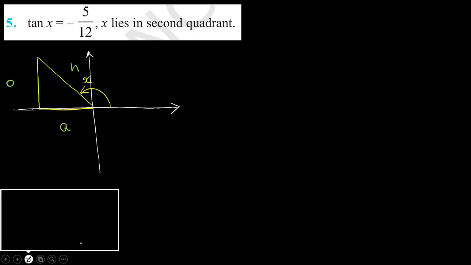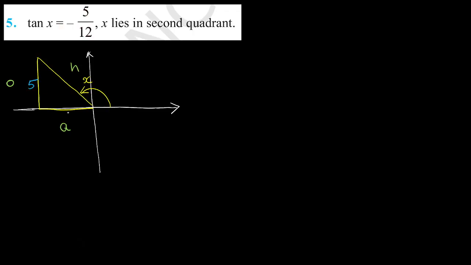Opposite by adjacent means opposite should be 5, adjacent must be 12. Then the ratio 5 by 12 we will get. The negative sign is due to the second quadrant. I have written the length of the side. Now the ratio is correct. Tan x equal to minus 5 by 12.